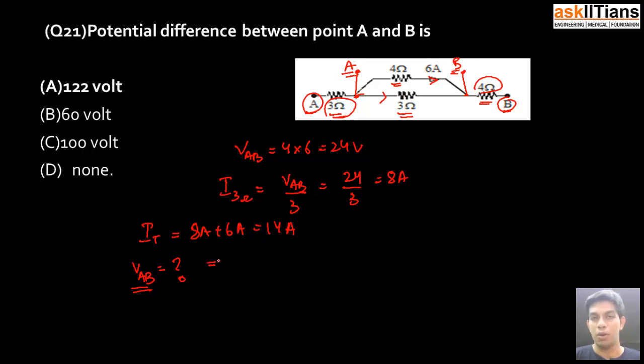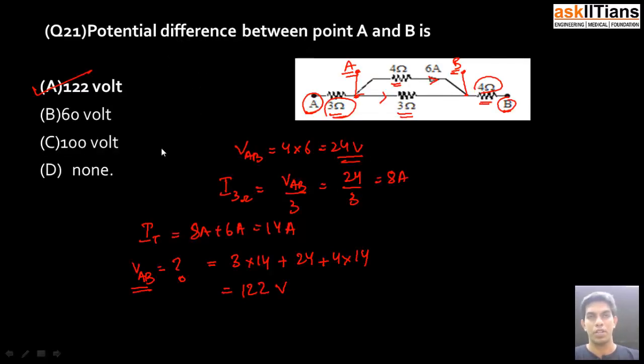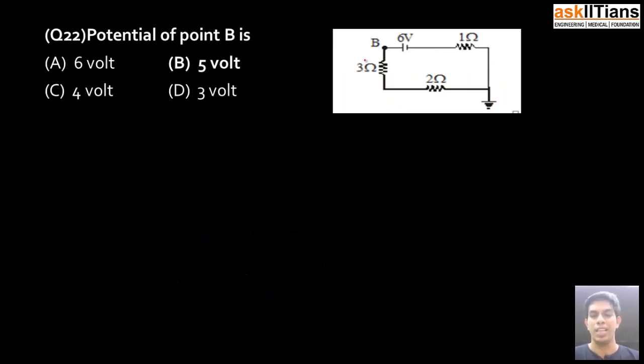So VAB is equal to 3 into 14 plus 24 volt as we found out over here, plus 4 into 14, which comes out to be 122 volt. So A is my correct answer. Moving on to the 22nd question, it says potential of point B is. So this is my point B, and let's call this point O, and as we know this is grounded, so the potential of this point, V0, is equal to 0 volt. We need to find out VB, the potential at point B.